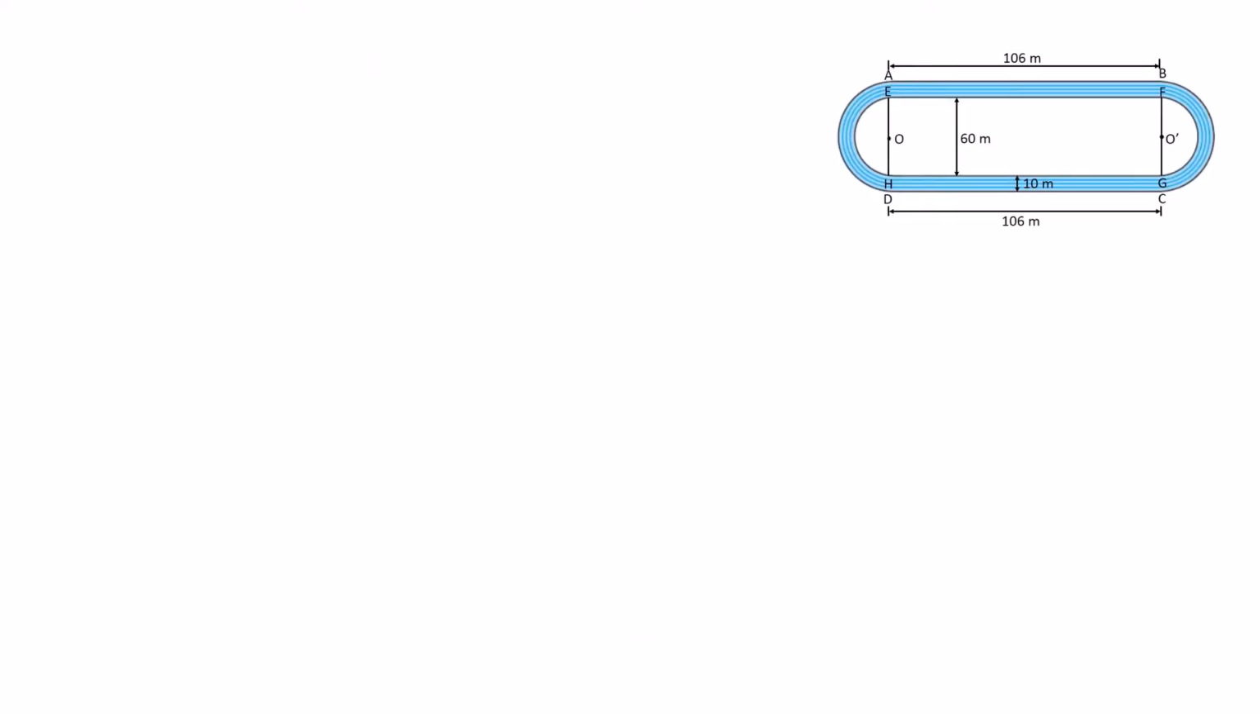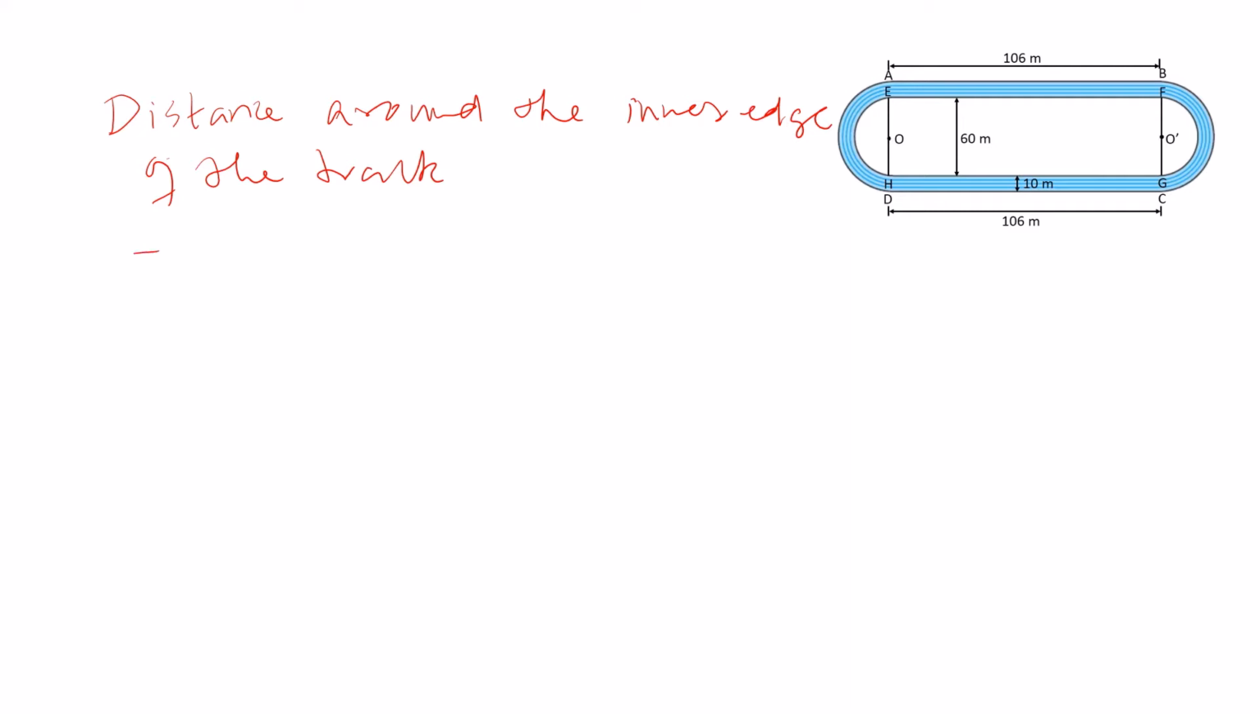So first, we are going to find the distance along the inner edge, that is EFGH. So distance around the inner edge of the track. We just have to add all the lengths, that's it. Inner edge means we take the first parallel line segment, that is EF. Similarly, on the other side we have HG.